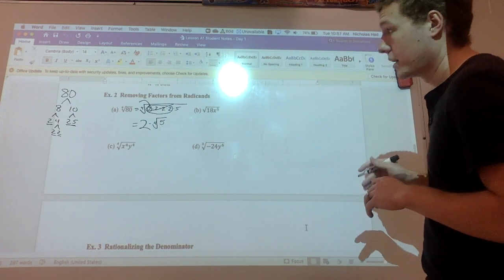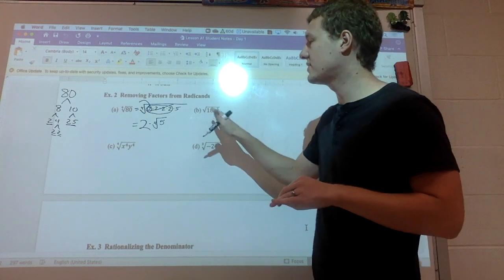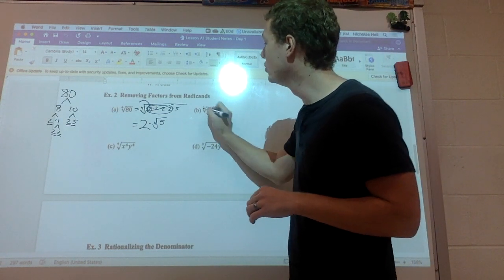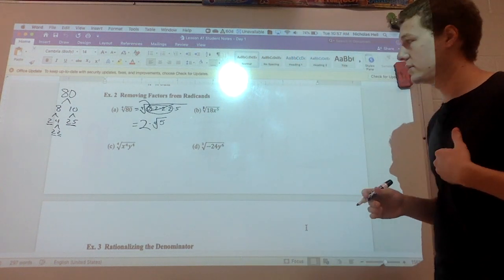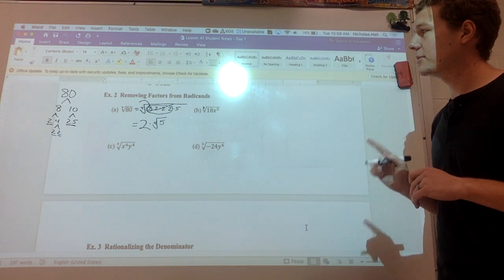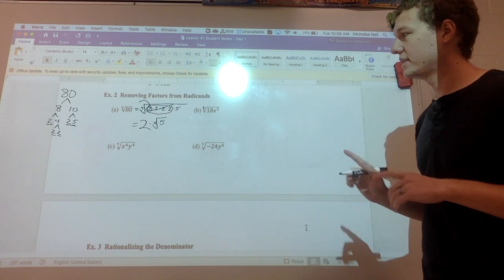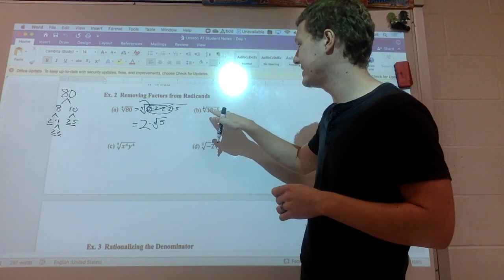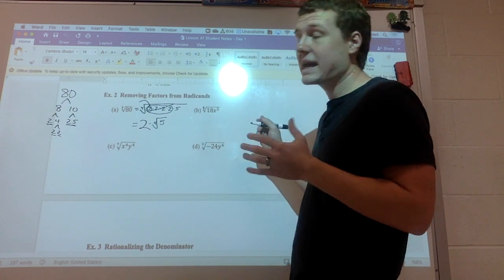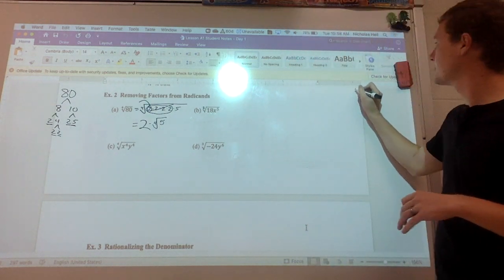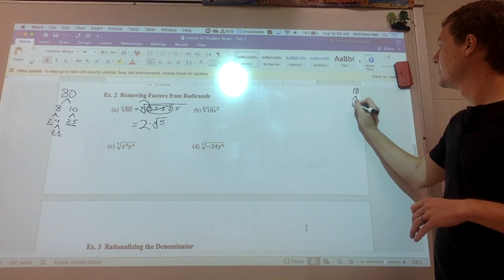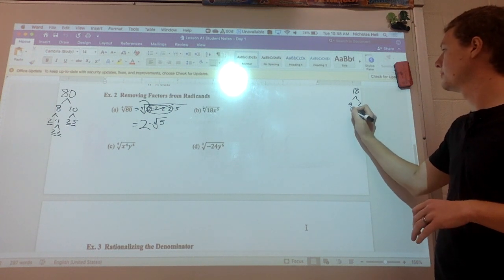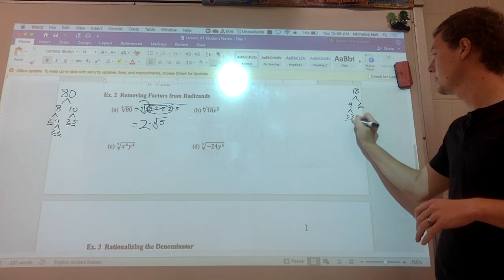So that's part A. Part B, I'm still looking for, in this case, 2's. Must have 2's. Now, there's going to be something extra in this that I'll get to momentarily, but I want the square root of 18x to the 5th. I'm going to break everything down. 18, I'll do this off to the side. 18 is, let's see, 9 times 2. I can't break down 2, but I can break down 9. That's a 3 times 3.